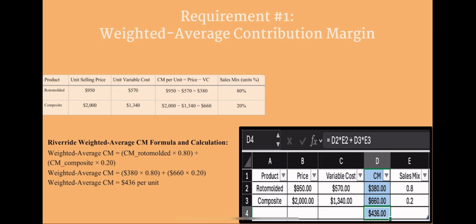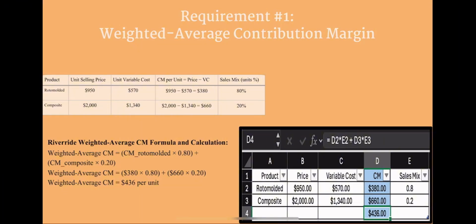A weighted contribution margin of $436 means every kayak Riverride sells contributes an average of $436 to covering fixed costs and generating profit afterward. This helps Riverride evaluate whether the current 80-20 sales mix is ideal and whether increasing composite sales could raise profitability.